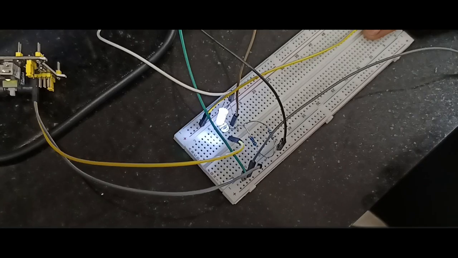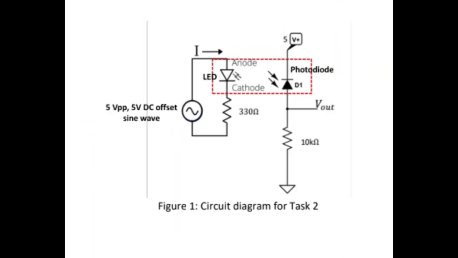Now, let's go through the second experiment, which is with the photodiode. A photodiode generates a current proportional to the incident light. It is operated in reverse bias to increase the sensitivity and speed. A load resistor is used to convert the current into a measurable voltage. We apply a sinusoidal signal to the LED, which modulates the light intensity. The output across the load resistor is observed on the oscilloscope as a function of frequency.